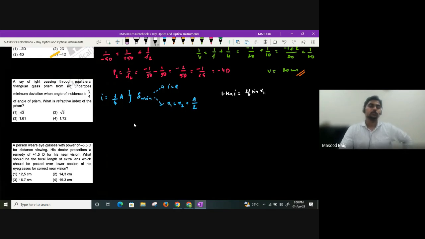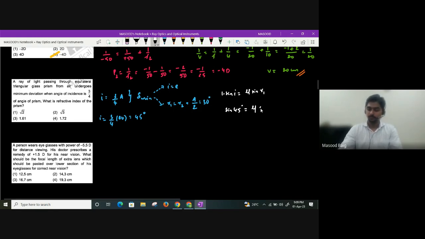Yes. So a ray of light passing through an equilateral triangular prism from air undergoes minimum deviation. Equilateral triangular prism is given. So what will the i value be? 3 by 4 into 60 degrees, since equilateral means 60 degrees. So will I get this as 45 degrees? Yes. What we can write here: sine of 45 degrees should be equal to mu into, what will this value be? It will be 30 degrees. So I can write it as sine 30 degrees.